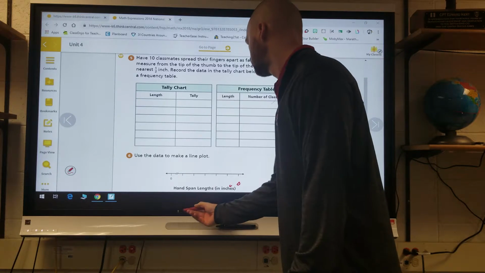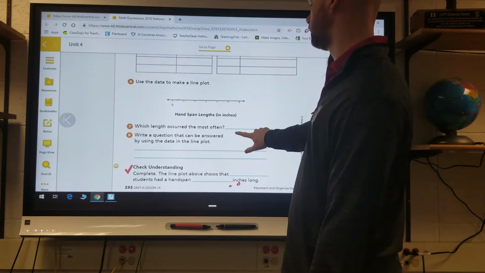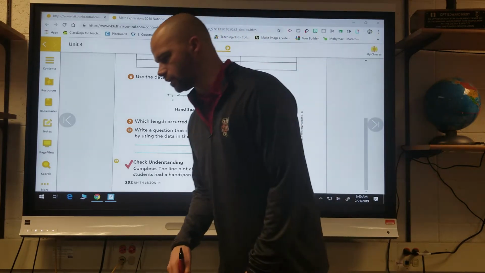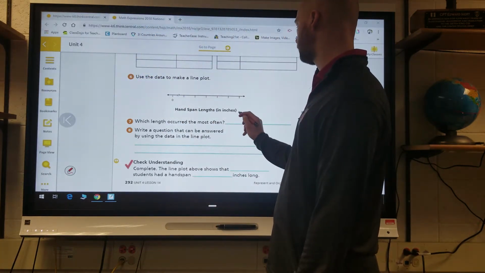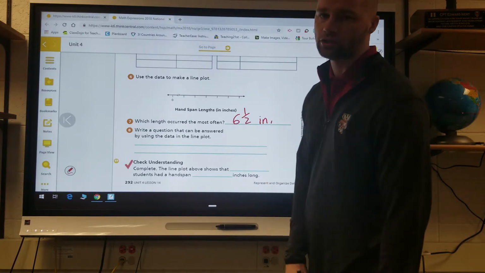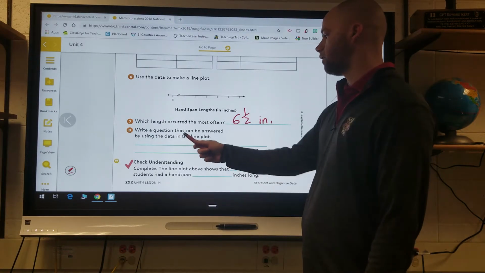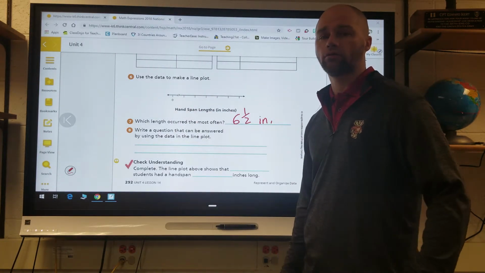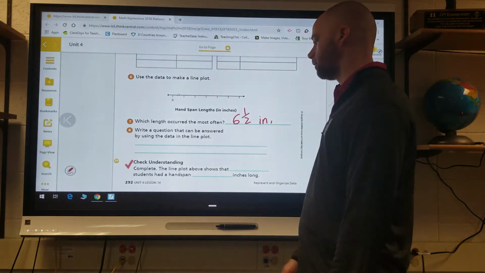All right, so which length occurred the most often? In this case, it should be 6.5 inches. You can abbreviate inches again, remember IN. And then you need to write a question that can be solved by using that data plot. So again, that one's kind of on you. The answers will vary. And then check your understanding.